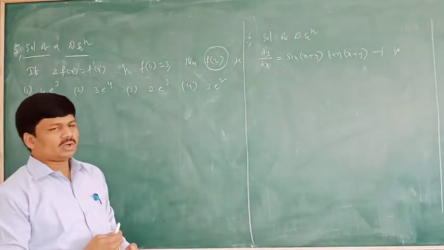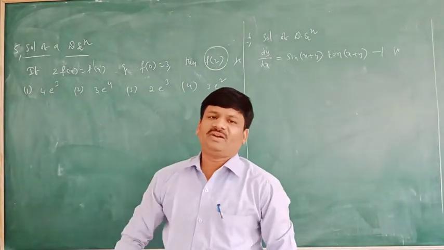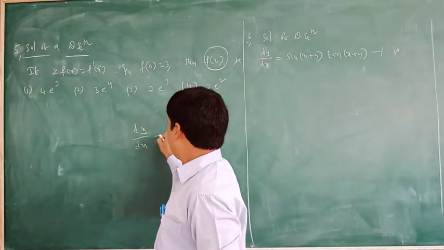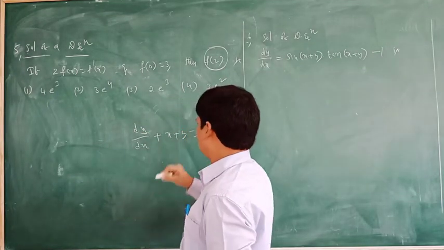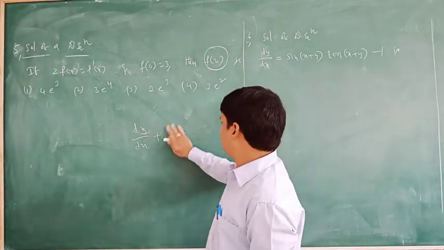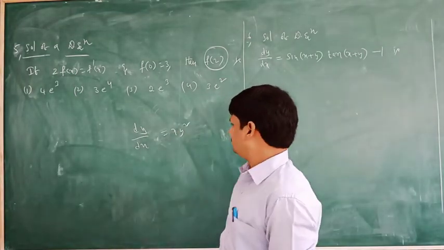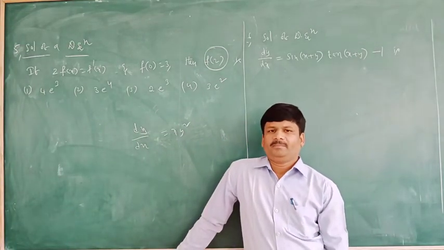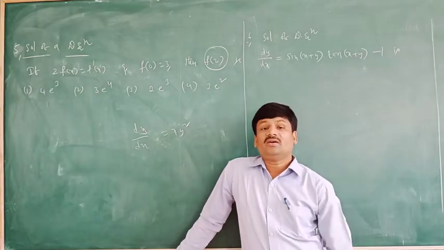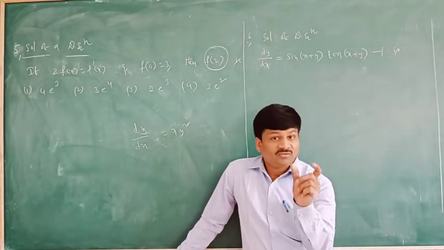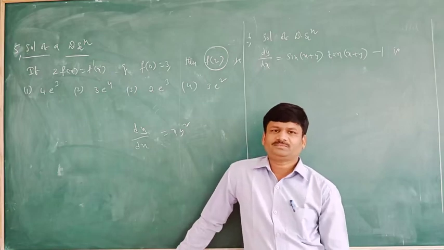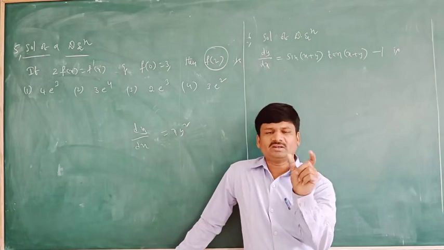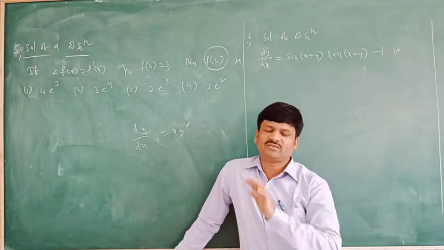Before going to solve this question, how could you find the solution of a differential equation? One differential equation will be like this: dy by dx plus x plus y equal to 0. Or dy by dx is equal to xy square. Differential equations will be given like this. How could you solve? We already learned about solving a differential equation of first order, first degree.